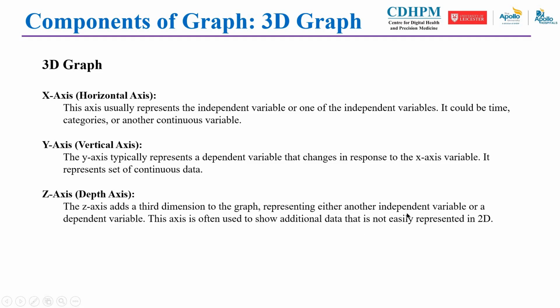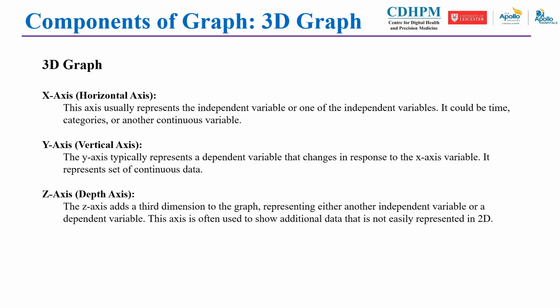So the x-axis always has an independent variable. Yes, there is no doubt about it. There is no change. The y-axis always contains a dependent variable. And what about the z-axis? What does it contain? The z-axis can contain either an independent variable or a dependent variable, depending on what you are trying to compare.